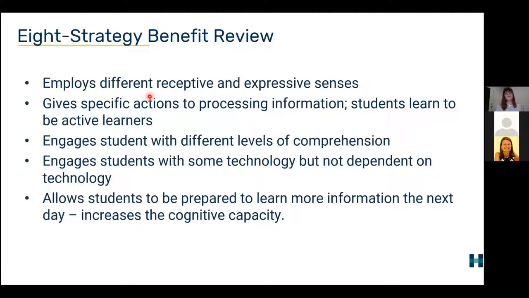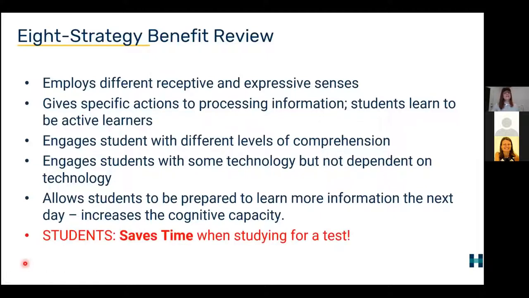And during the last webinar, I gave all the benefits for doing those eight strategies at the time you get the information. And it was a little bit of a hard sell, I'm certain, at the time, but I then promised at the end to all students that if you do this, you actually save time when studying for a test, because you're doing the processing as you go along. And then what you have retained is at a higher level, so studying is not as difficult. So this will be where the proof is in the pudding of that statement that I gave in the webinar.